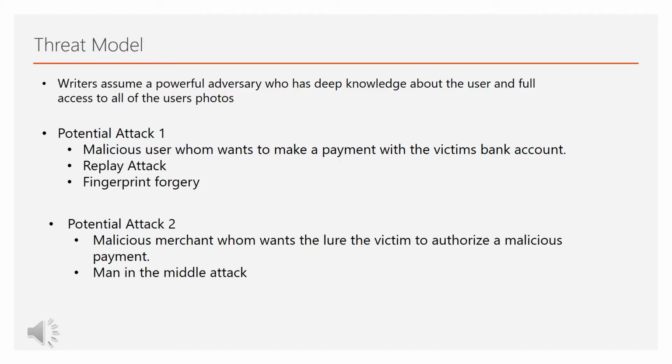Threat model. The writers created a threat model to assume the worst case scenario by a powerful adversary, and they wanted to make sure that their protocol could defeat this. The first potential attack they are planning to defend against is a malicious user who may want to make a payment with the victim's bank account. They may use a replay attack or fingerprint forgery. The second attack is a malicious merchant who wants to lure the victim to authorize a malicious payment, also known as a man-in-the-middle attack.